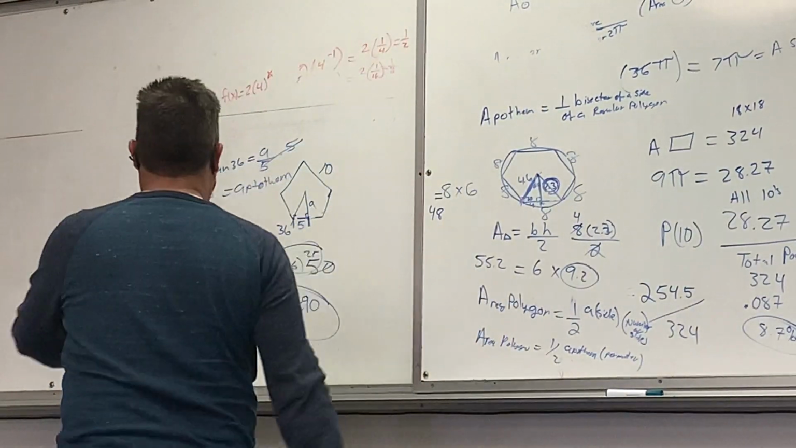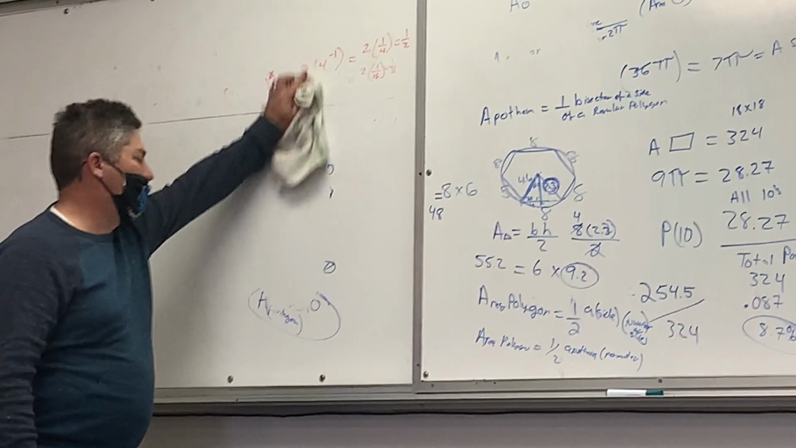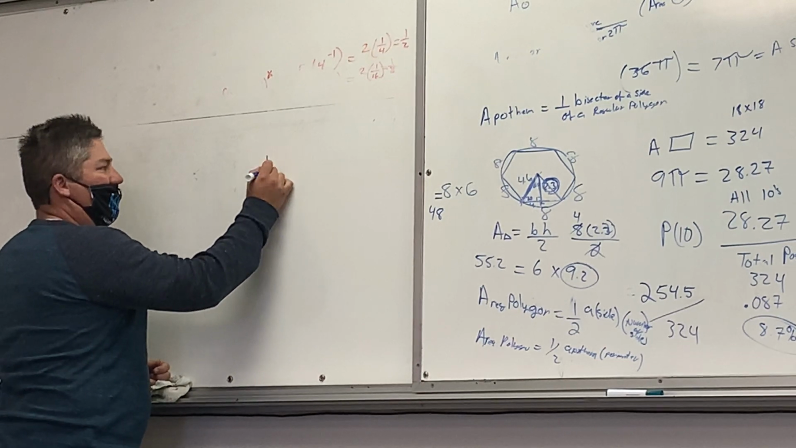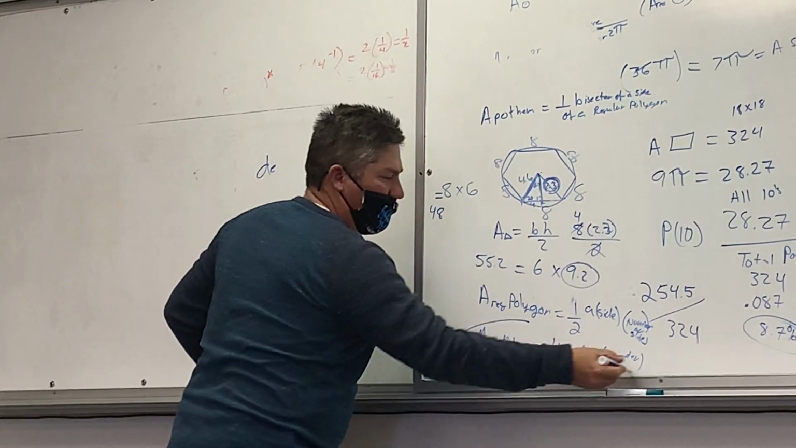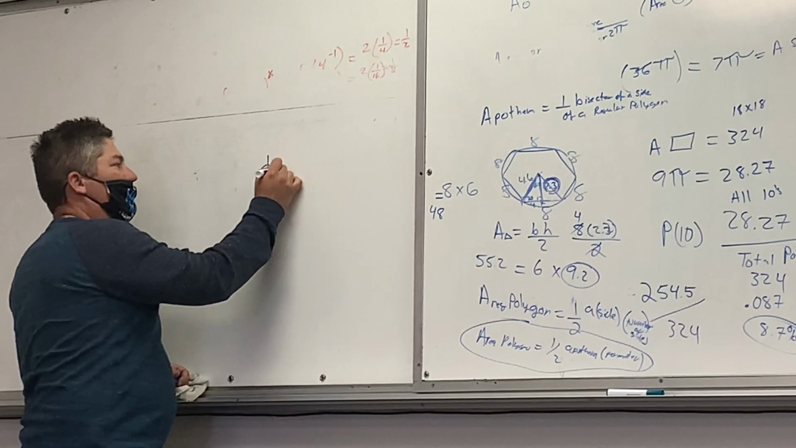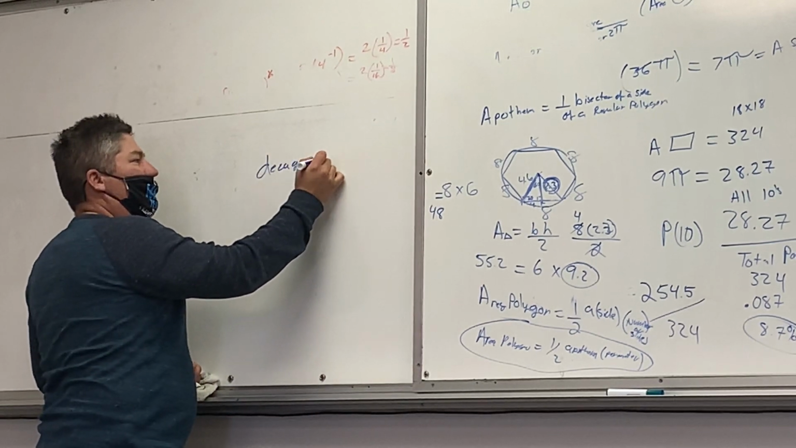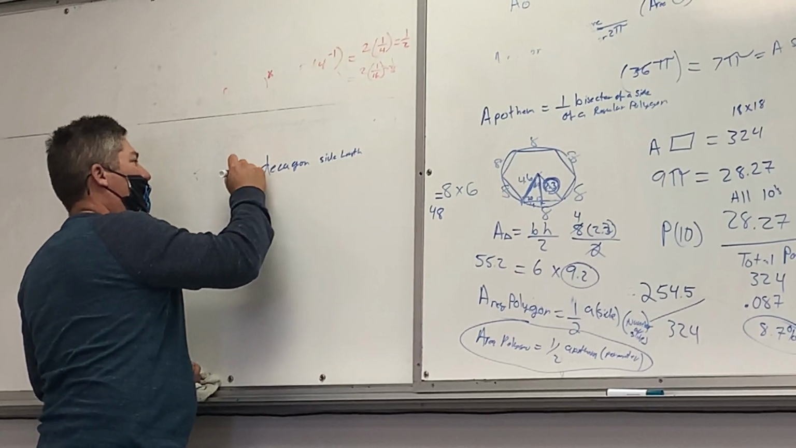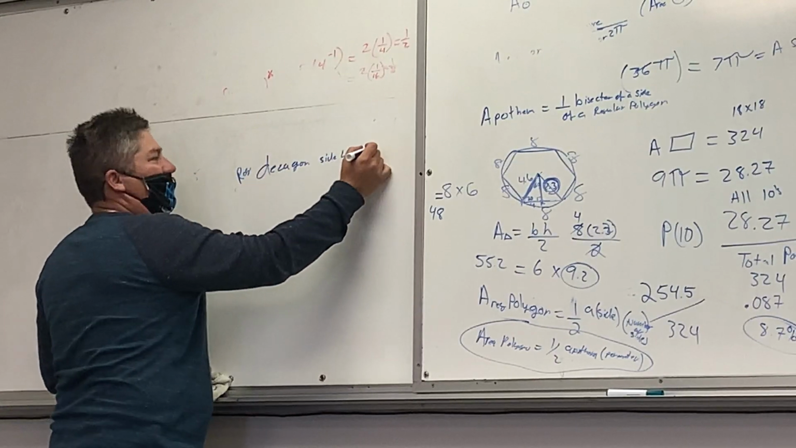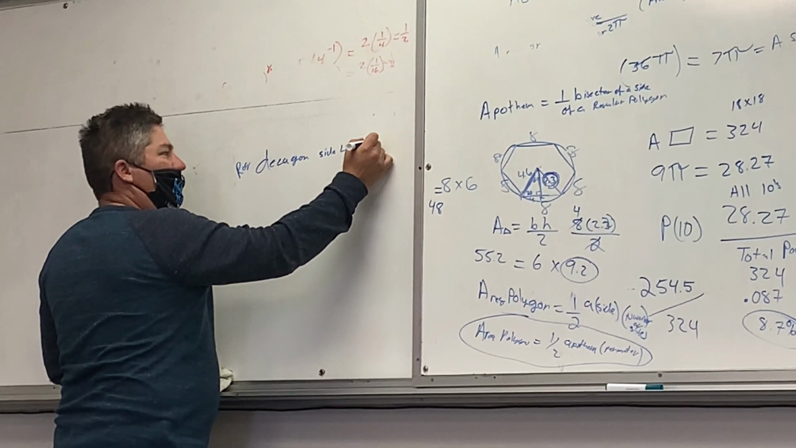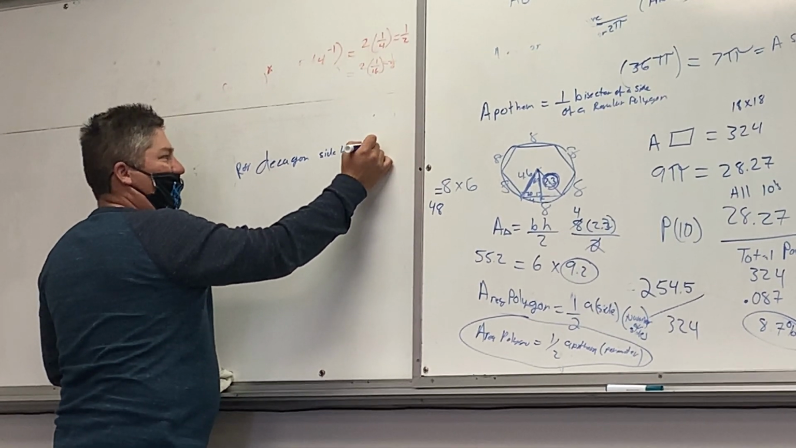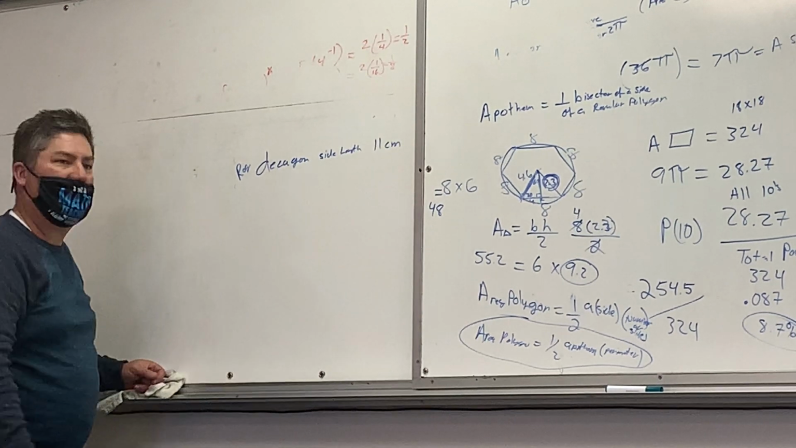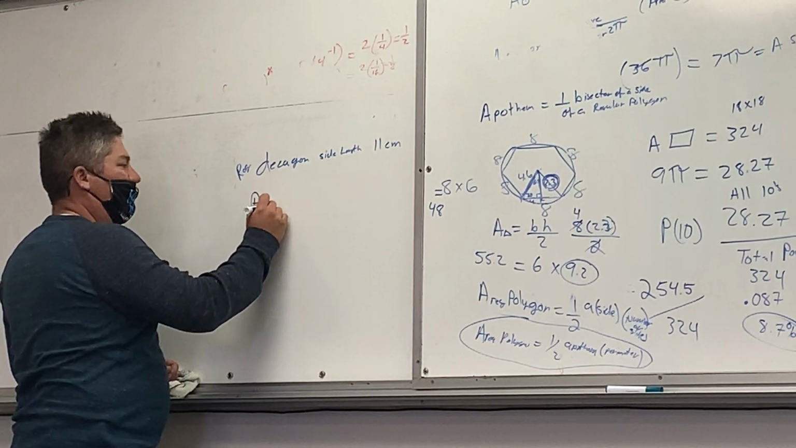Now I'm going to give you a tricky one. I'm not going to draw it. See if you can figure it out. Decagon. This is the key formula. Got it? Regular decagon, side length of, let's make it hard, 11 centimeters. What's the area?